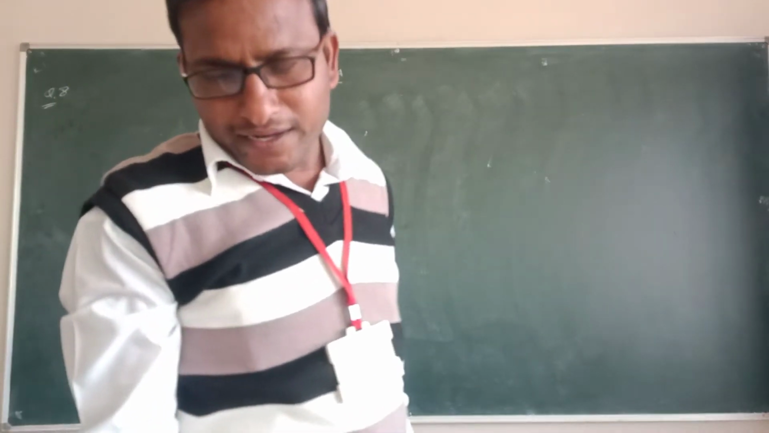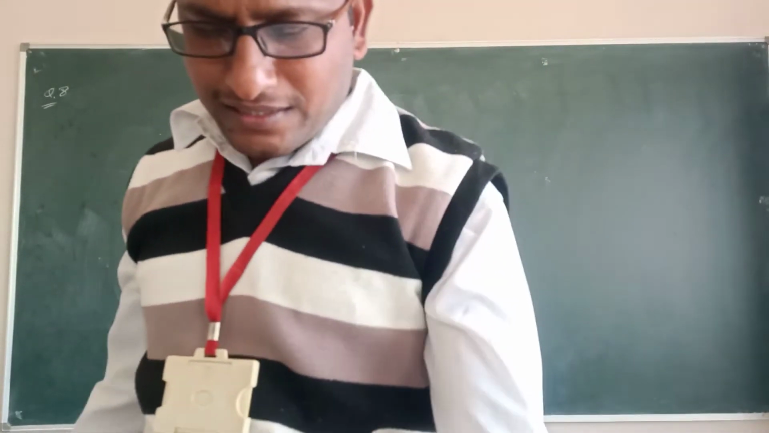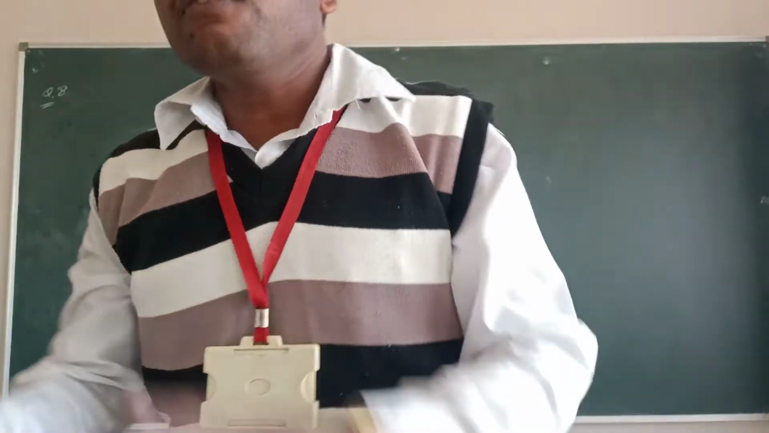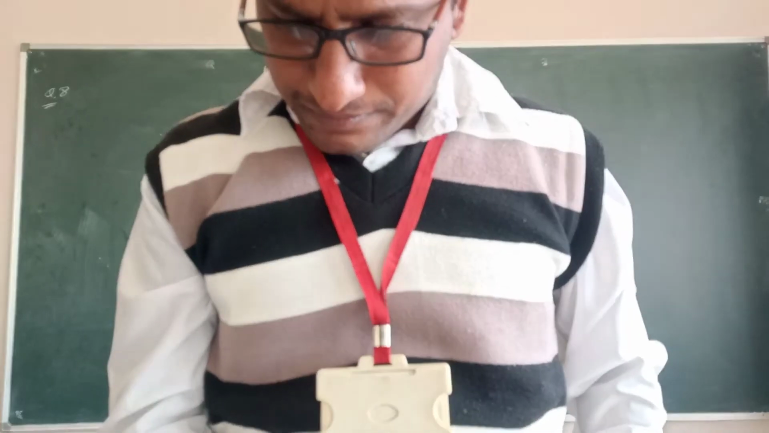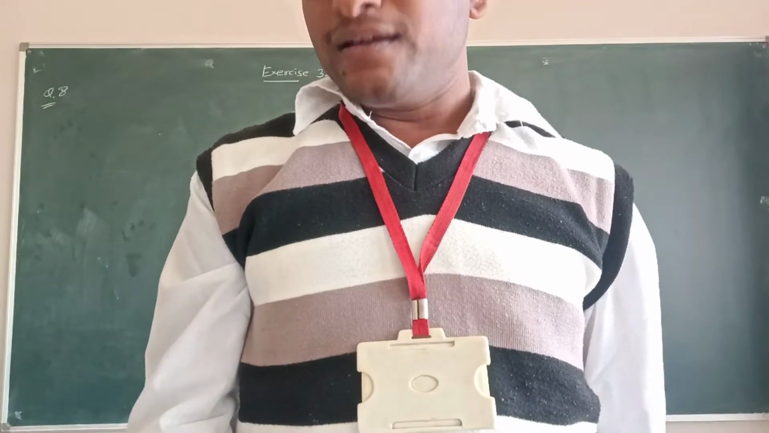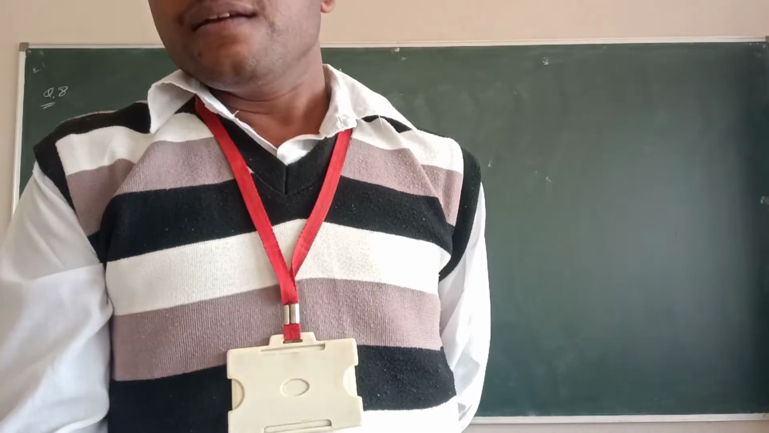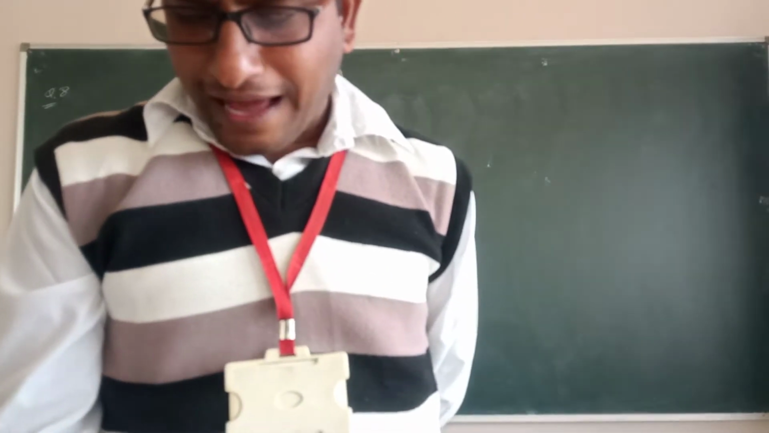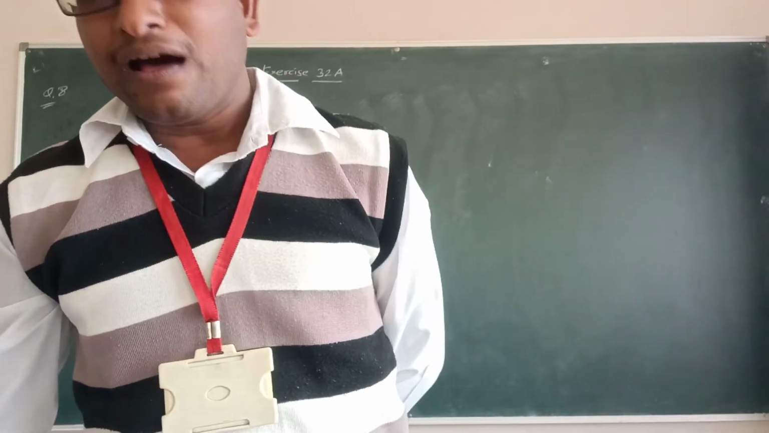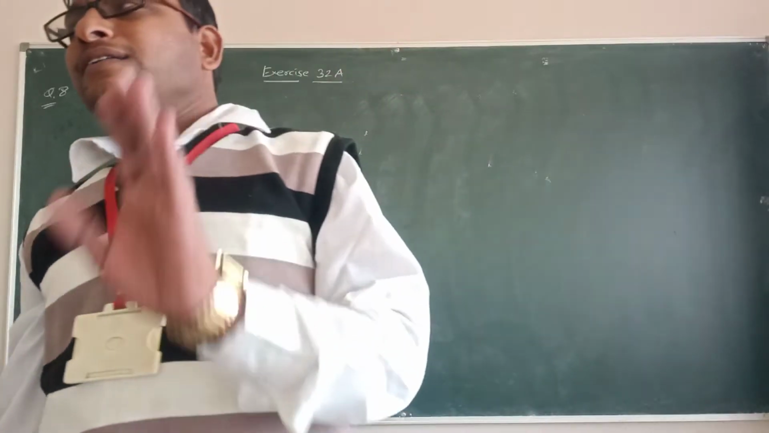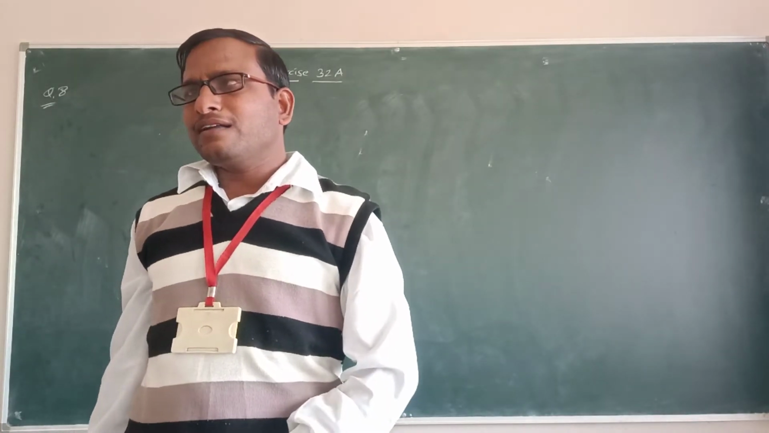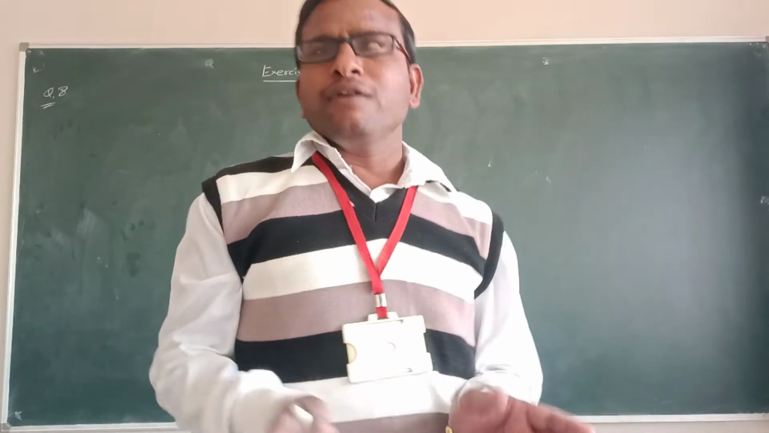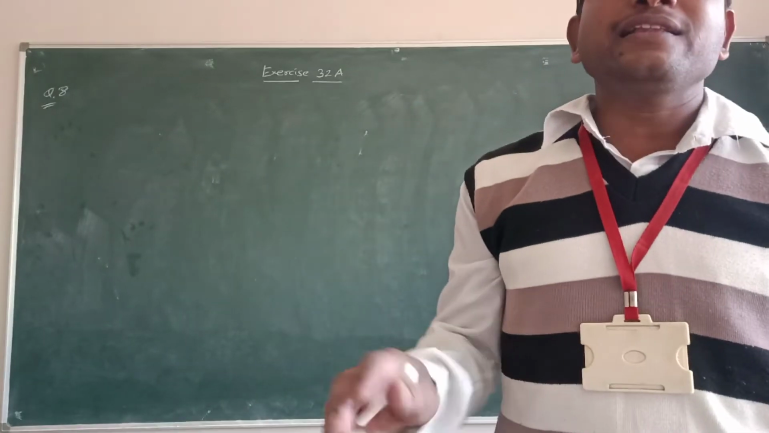In question number 8, a square field has each side of 70 meter, whereas a rectangular field has length 50 meter and breadth 40 meter. Which of the fields has a greater perimeter and by how much? So first you find the perimeter of the square and also the perimeter of the rectangle, and then we compare both values: which is greater, and by how much.